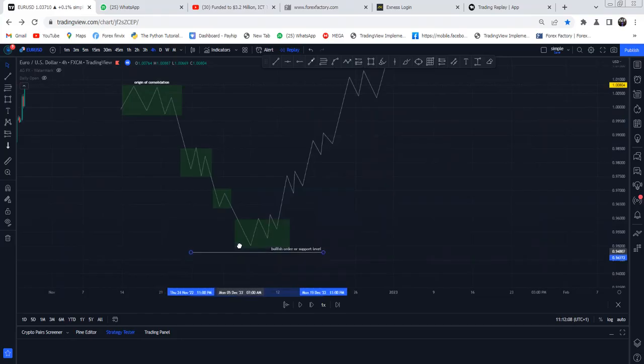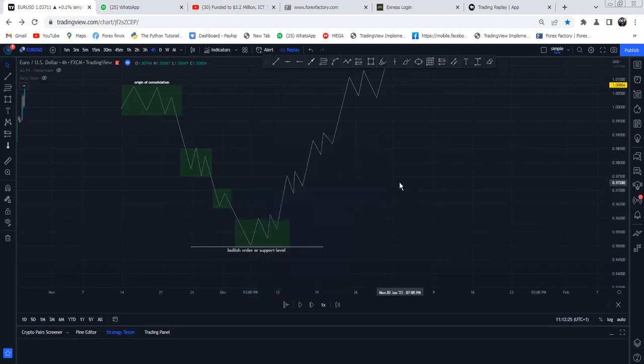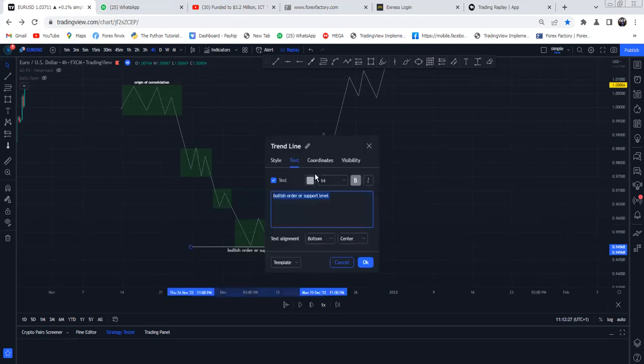Let me put it right down here. Let me put it at the bottom, middle, and 24. No, bottom, center. Thank you. Bottom. No, small. Let's put it at 20.